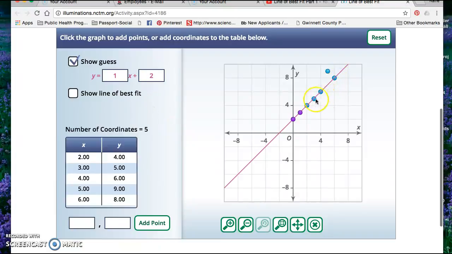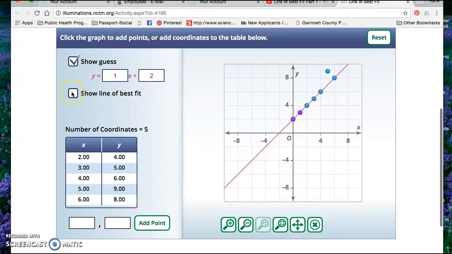Well, check that out. That's pretty close, right? That goes exactly through these points, but it kind of leaves this one out. So this is a good estimate of what the slope of my line of best fit would be. The slope would probably be about 1, and the y-intercept would probably be about 2. So if I wrote that the equation of my line of best fit is y equals 1x plus 2, I would probably be pretty close.